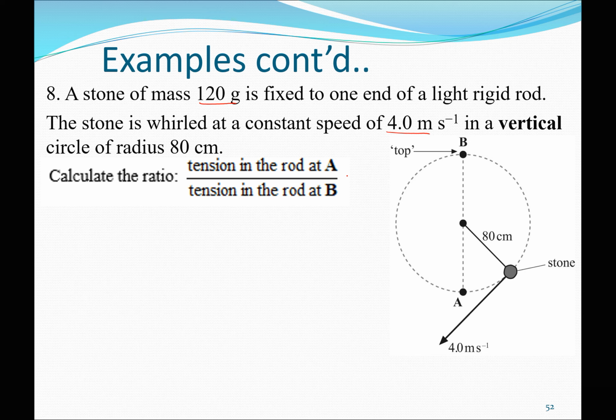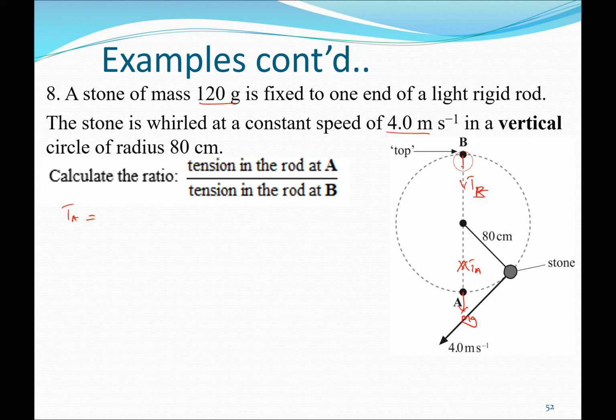Okay. So we can call tension in the rod at A T1, and tension in the rod at B we shall call T2. So of course we know that I'll call this TA. I'll call this one TB. So TA, of course, there is a weight here which acts downwards. This is mg.